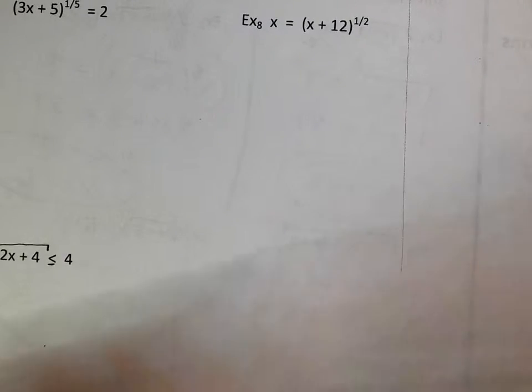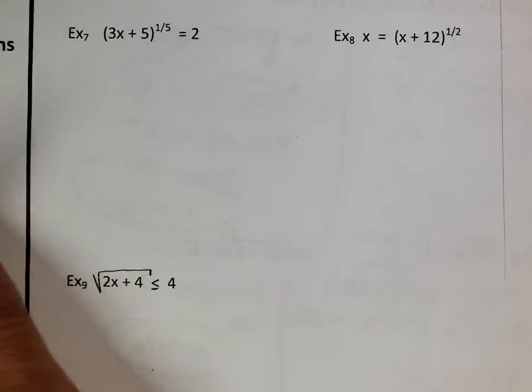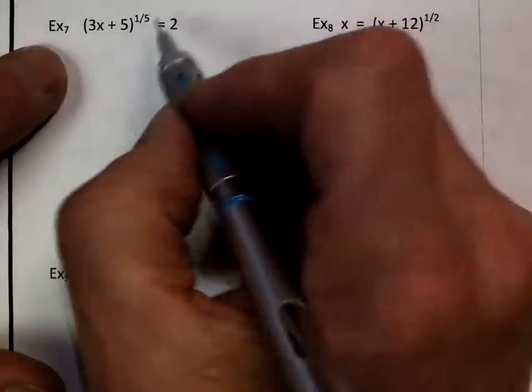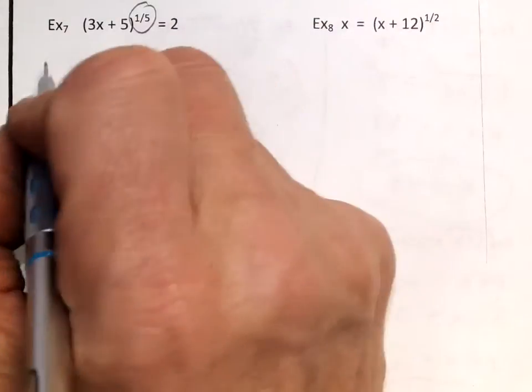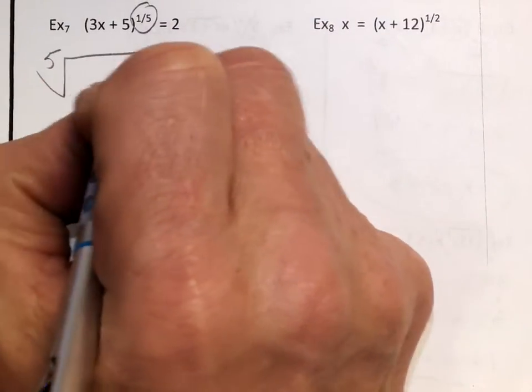Okay, you ready? Example 7. Okay, so a 1/5 power means the exact same thing as the 5th root, okay?